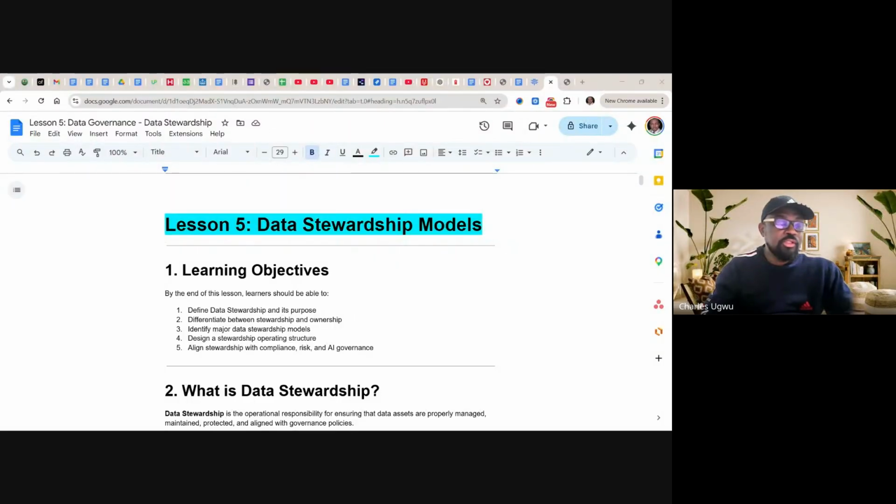So, like I said, these are things we're going to try to understand: stewardship, models, and framework. By the end of the day, we should be able to create a framework and understand how to use the framework to implement a model for our company.